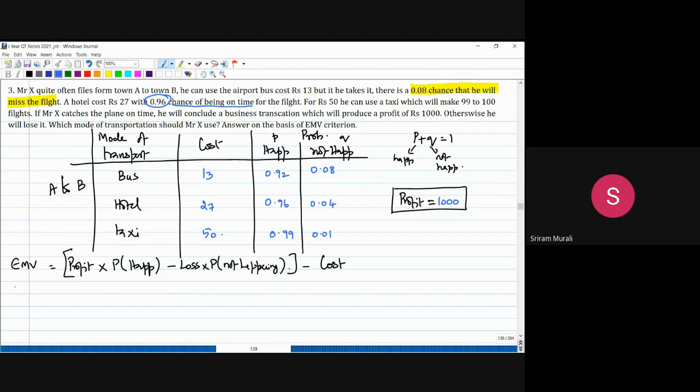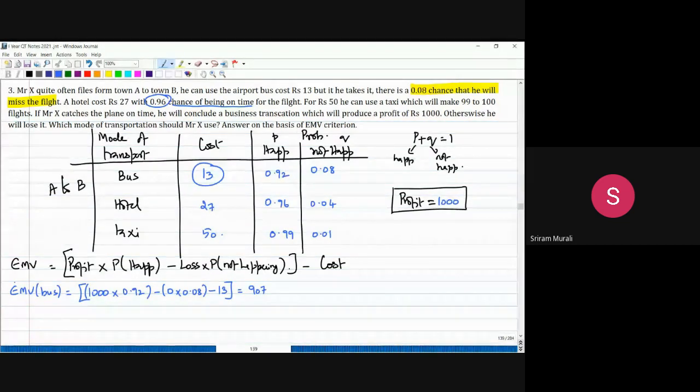So what is the EMV of bus? What is the expected monetary value of getting a bus? Profit is 1000 into occurrence is 92%. We want to select which is better. Minus 0 into 0.08. What is the loss? I mean, what is the cost if he got? Minus 13. If you simplify, you get 907.